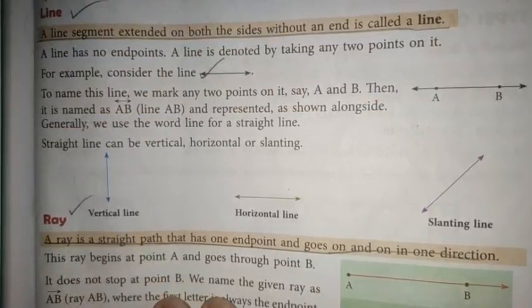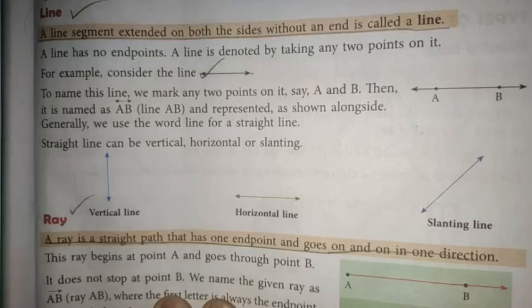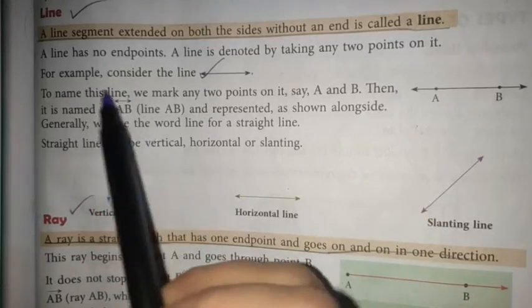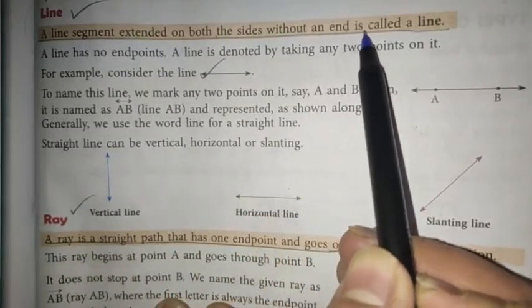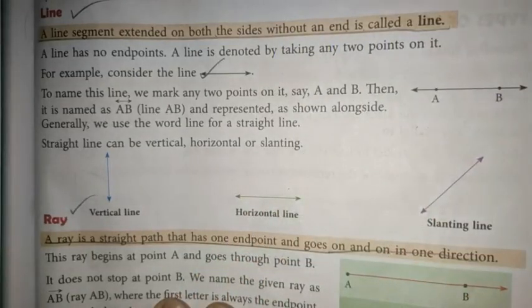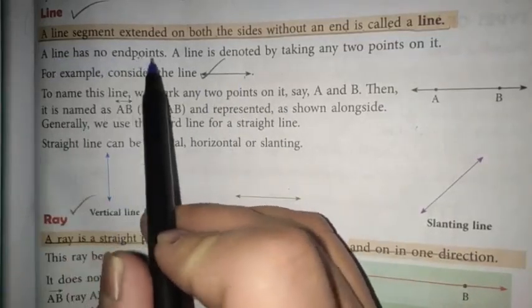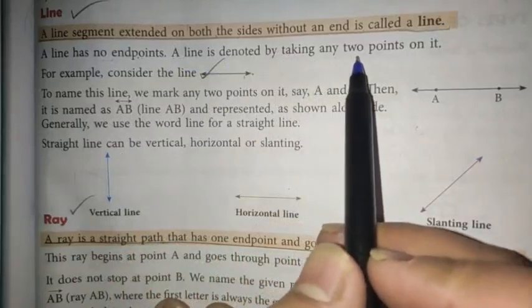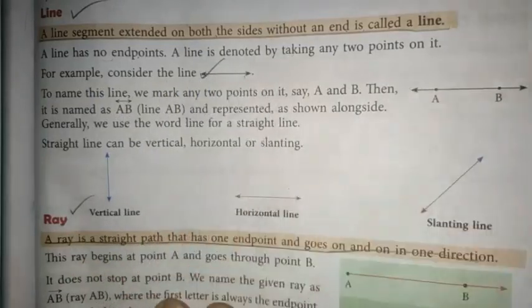Proceeding to the third most important term, which is line. You have drawn a line many times. You should understand the difference between the line segment and line now. A line segment extended on both sides without an end is called a line. Without an end means there is no ending. It will go on and on in both directions. So you can see the arrow here, and here. A line has no endpoint. A line is denoted by taking any points on it. For example, consider this line.